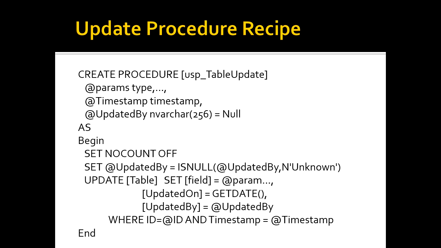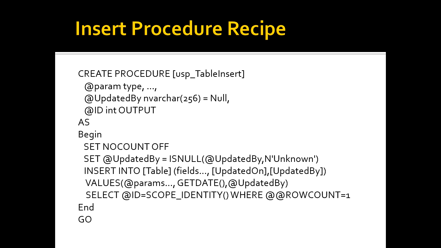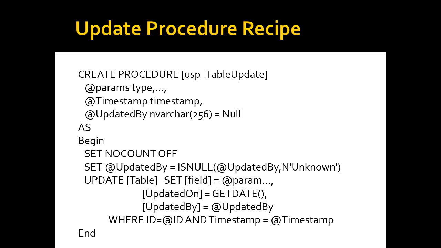Oh, sorry, I skipped a slide. That didn't look right for a second there. Okay, update is very similar. Again, all the same arrangement here. Of course, with an update, we don't have an output parameter at all. We actually pass in the ID. That's usually how we know which record we're updating, by the primary key.